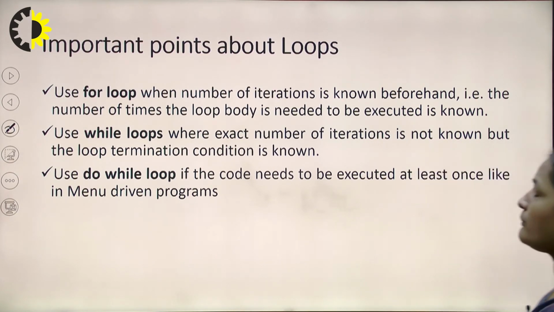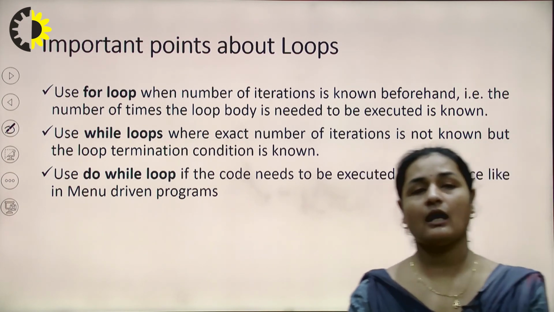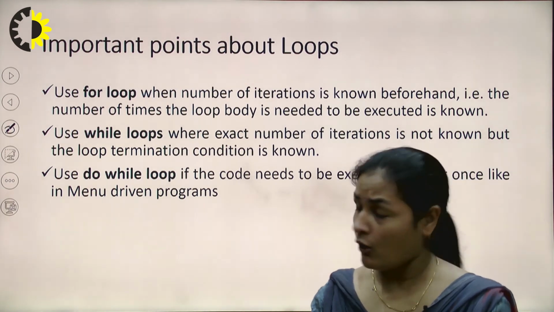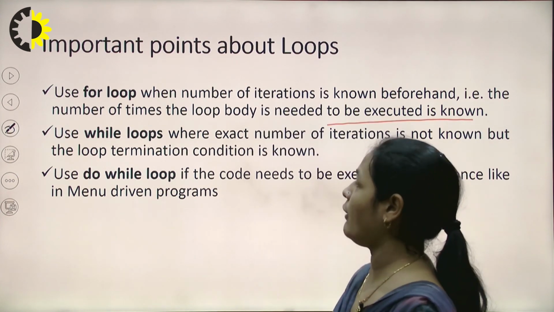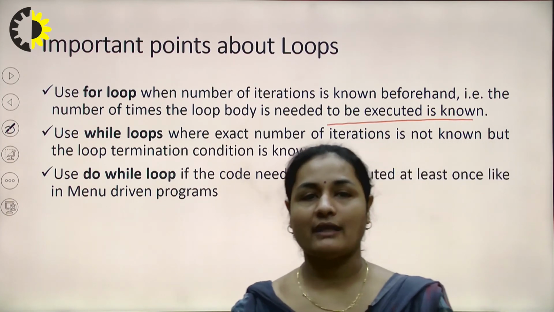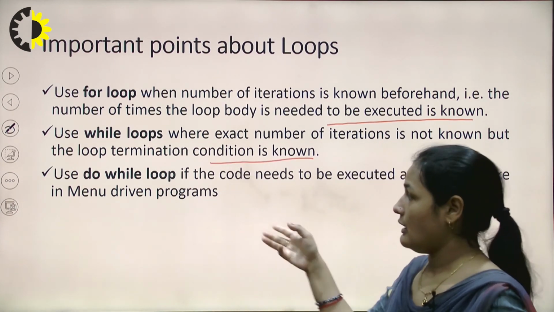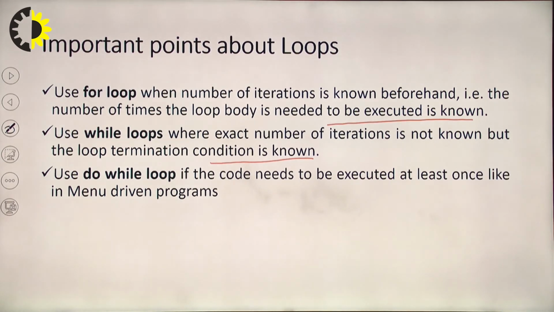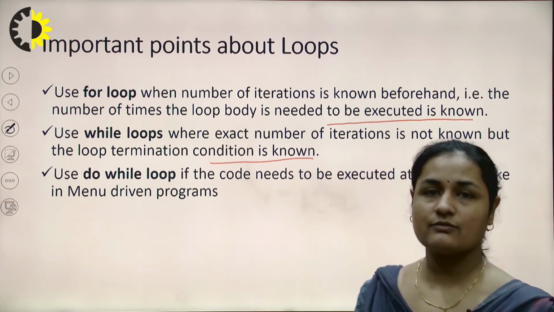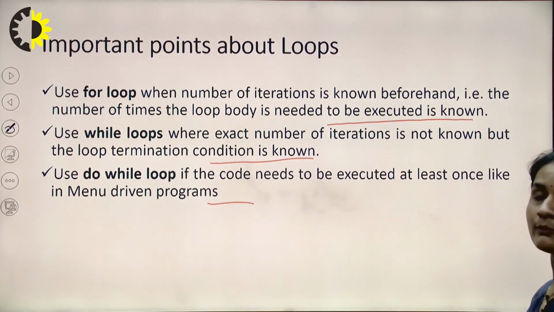So there are some important points about loops. First is the use of the for loop. When the number of iterations is known beforehand, that is, we already know how many times the loop body will execute, we prefer the for loop. We use the while loop when we don't know the number of iterations beforehand, but the loop termination condition is known. For the do while loop, if the code needs to be executed at least once, then we prefer the do while loop, and it is used in menu driven programs.